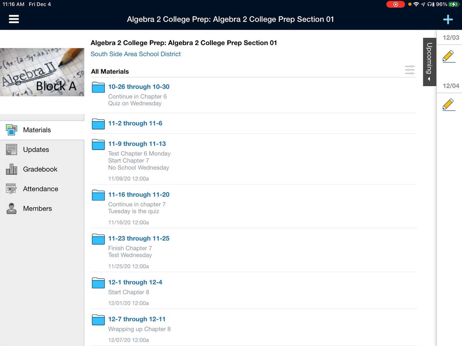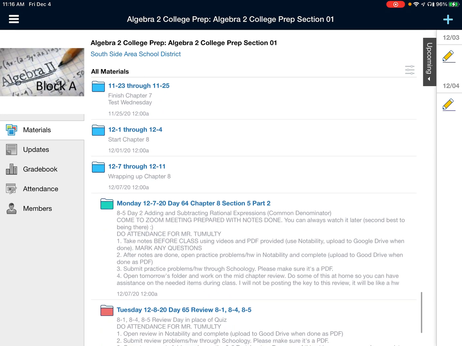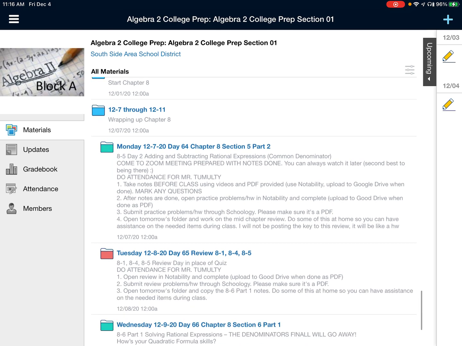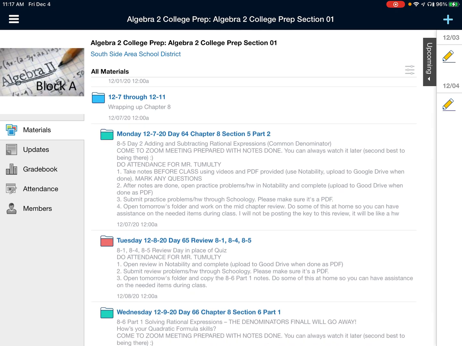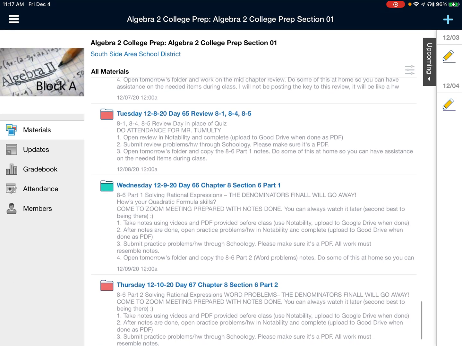Going into next week, Monday, December 7th, we are going to do that second part of Section 5 I was talking about. That night, instead of doing notes, they're going to start a review. We are doing a review in place of the quiz in Chapter 8. So that will happen on Tuesday. They'll have to complete that and submit it.